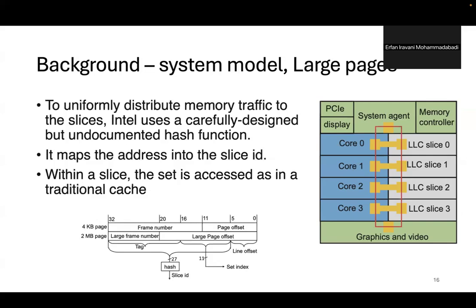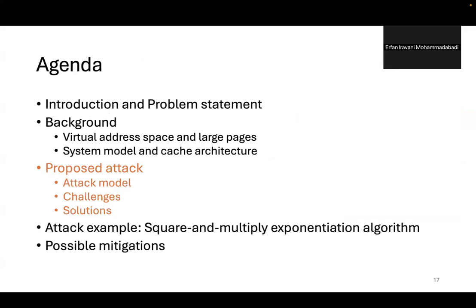Basically, to uniformly distribute memory traffic to the slices, Intel uses a carefully designed but undocumented hash function, which maps the address into a slice ID. And within a slice, the set is accessed as in a traditional cache.